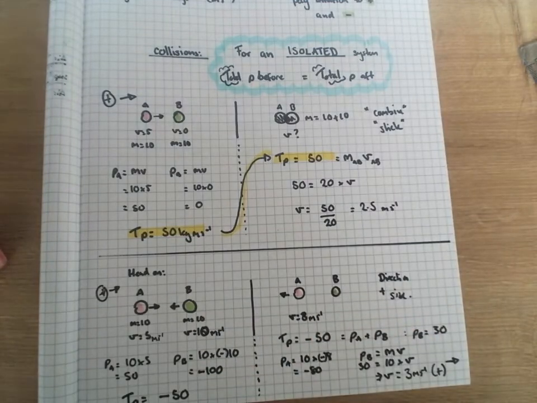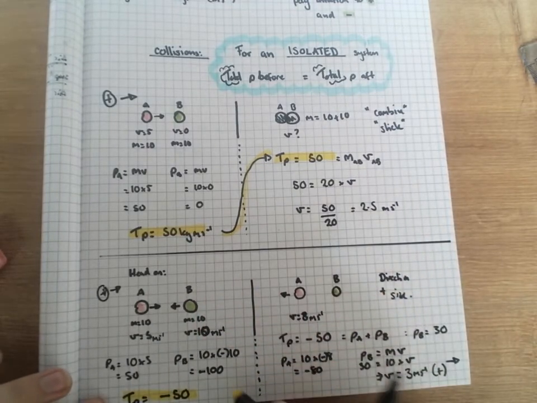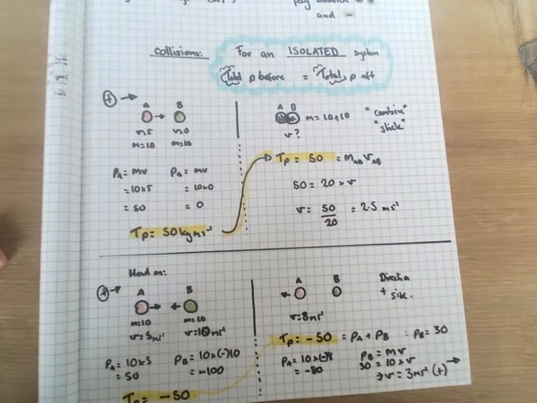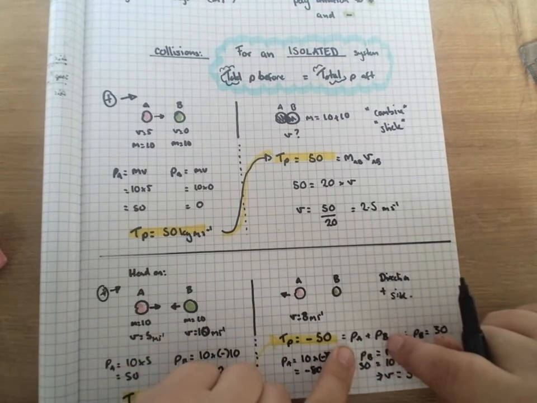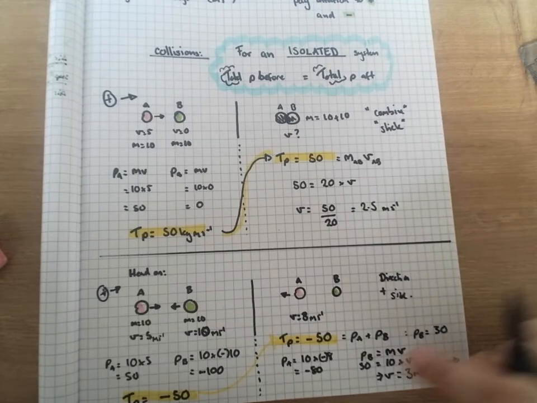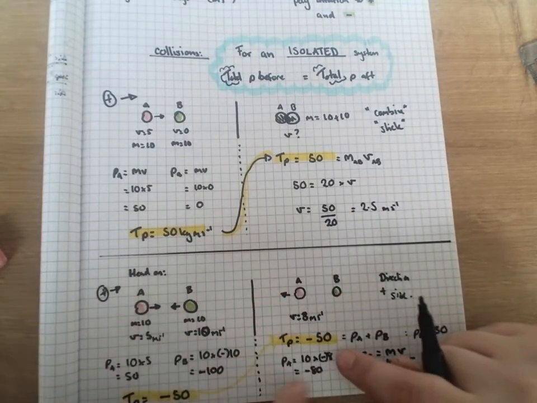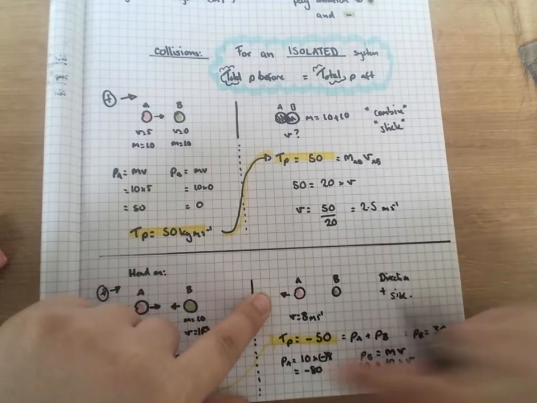So again, I've worked it out on this side. My total momentum is here. I can bring this across to my total momentum on the other side. Again, this total momentum is the momentum of A plus the momentum of B. Well, if I work out A's momentum, that's 10 by minus 8, because again, we're moving in the opposite direction, so that's minus 80.